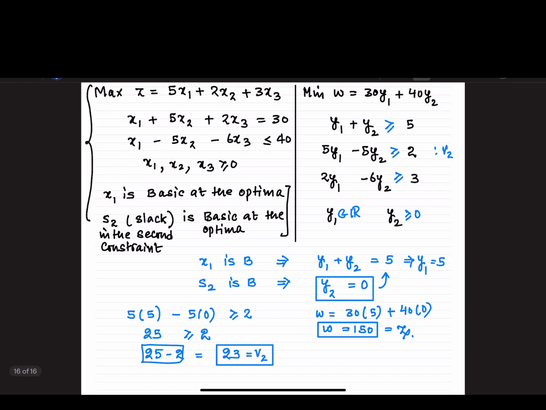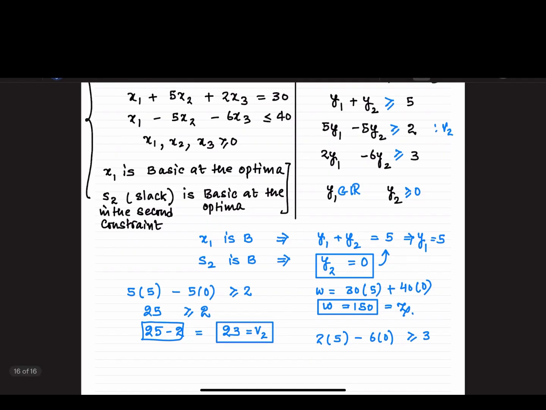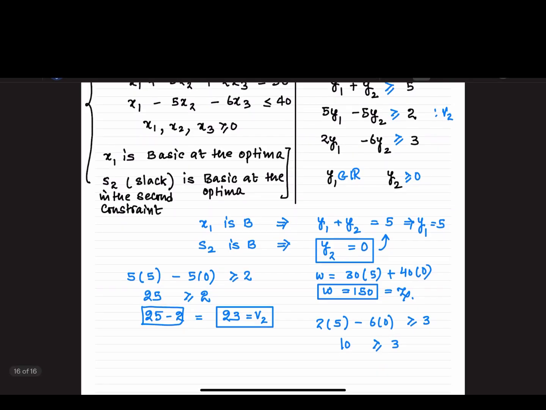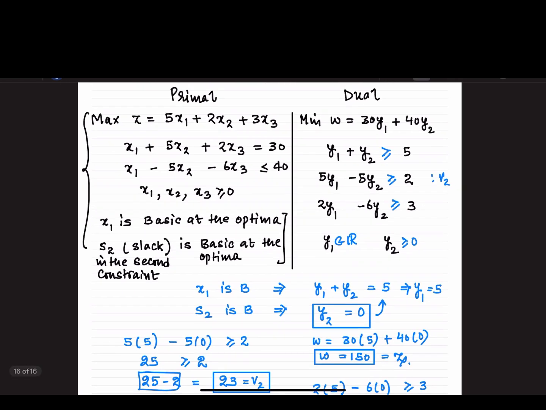Now we will solve for this third constraint. Third constraint, if we put the value, we get 2 into y1. What is y1? y1 is 5, minus 6 into y2, which is 0, is greater than or equal to 3. So 10 is greater than or equal to 3. That means what is the difference? The difference is 7, which is equal to V3. What is V3? V3 is the surplus in the third constraint.